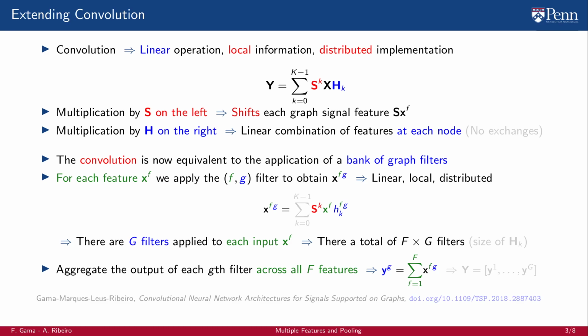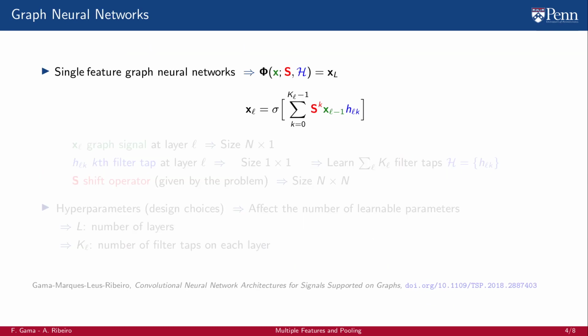In summary, a graph convolution on a multi-feature signal is a linear, local, and distributed operation that maps signals with F features into signals with G features. This operation is equivalent to the application of a bank of graph filters. Now that we have defined multi-feature signals and the convolution operation that works with them, we need to elaborate on how to fit this into the GNN framework.